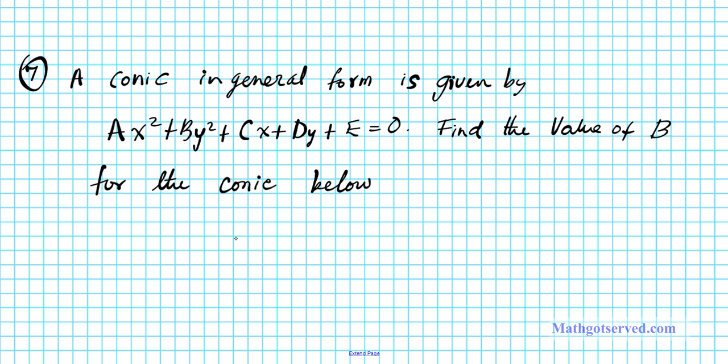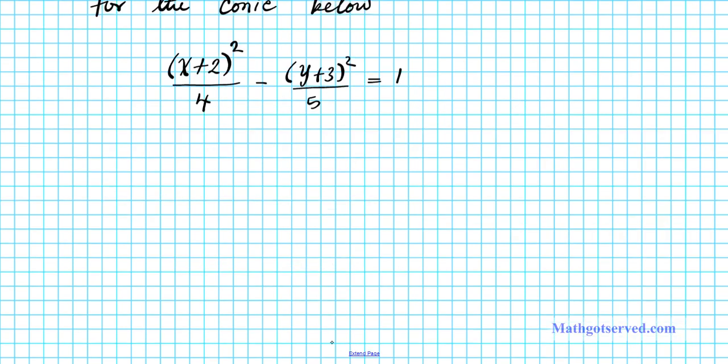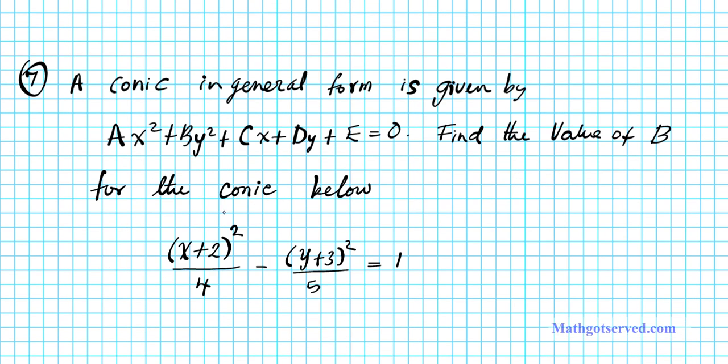So let's say the conic that you have is (x plus 2) squared over 4 minus (y plus 3) squared over 5 equals 1. All right? So what kind of conic is this? We have 2 squares and a minus. That automatically makes it a hyperbola. So now this is the standard form of the equation of a hyperbola. So our goal is to change it into general form.